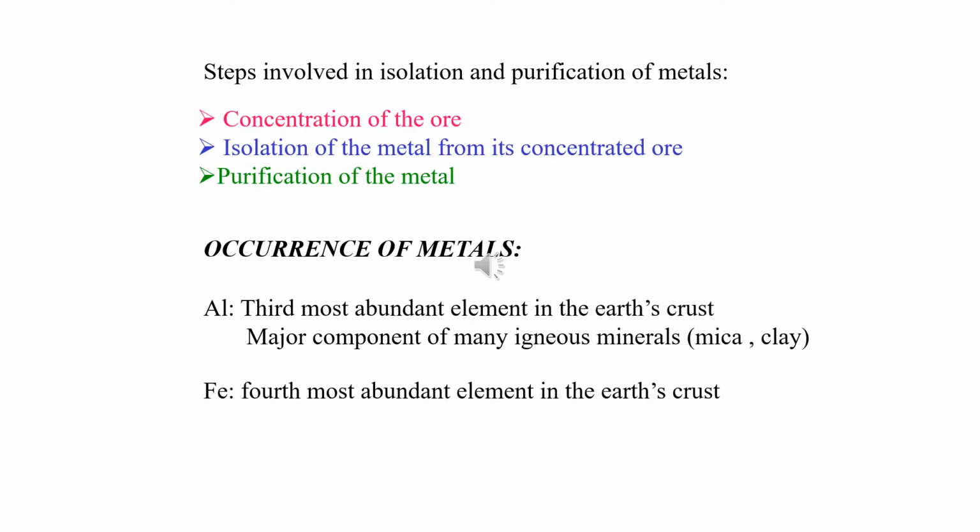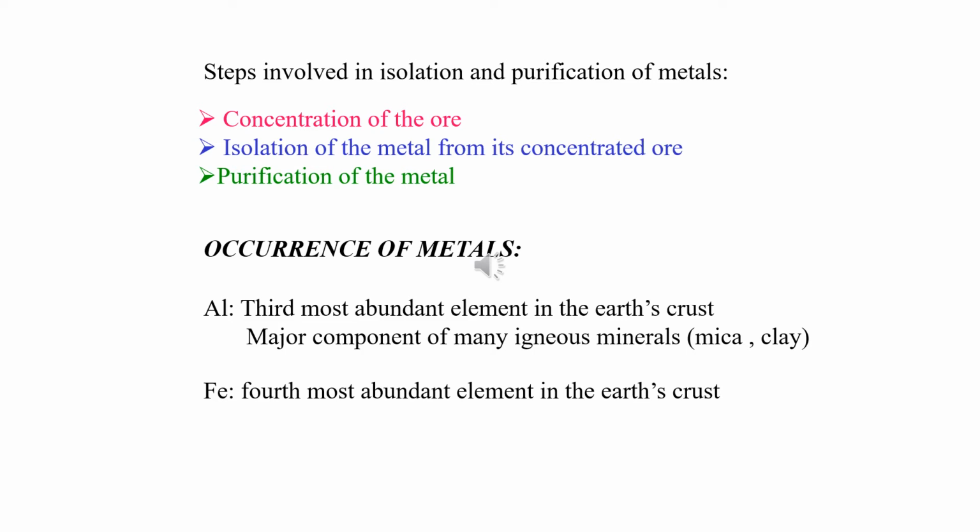There are three basic steps involved in isolation and purification of metals. 1. Concentration of ore. 2. Isolation of a metal from its concentrated ore. 3. Purification of metals. Now, as we begin with the three steps which are involved in extraction and isolation of the elements, let us know about the occurrence of different types of elements in the earth's crust. Because we are taking up the extraction and isolation methods involved with some of the metals.